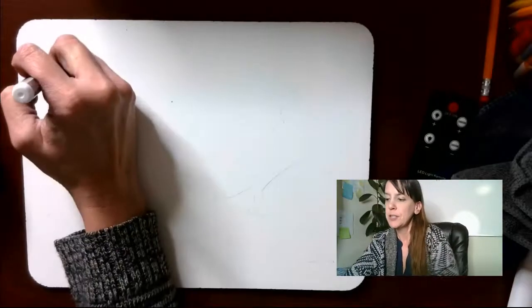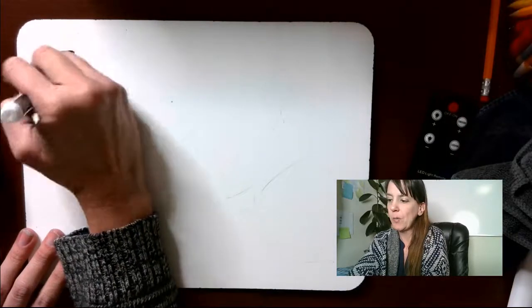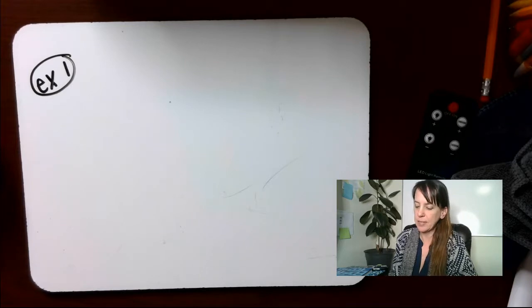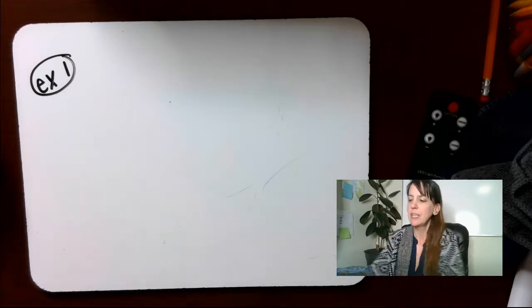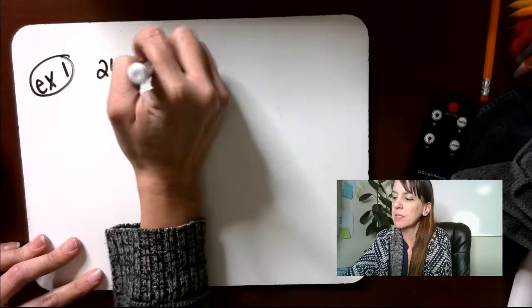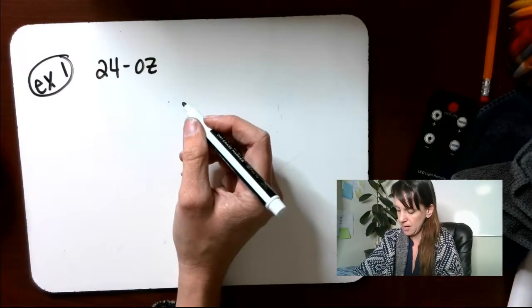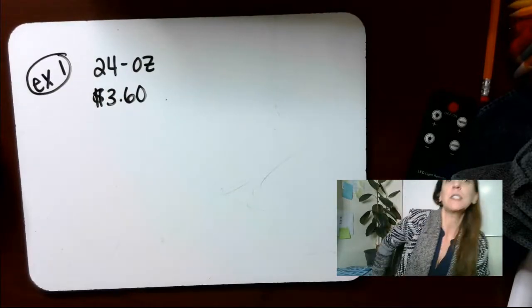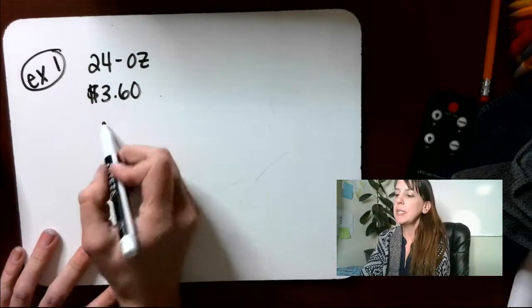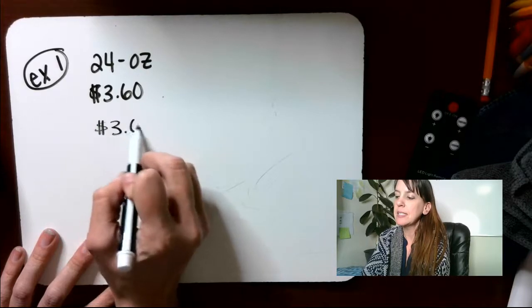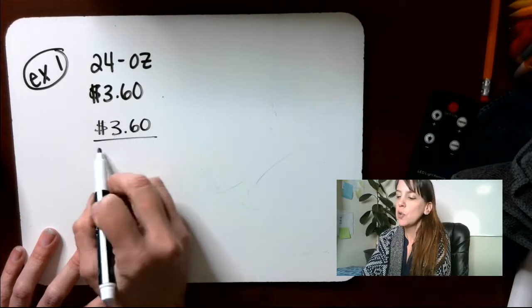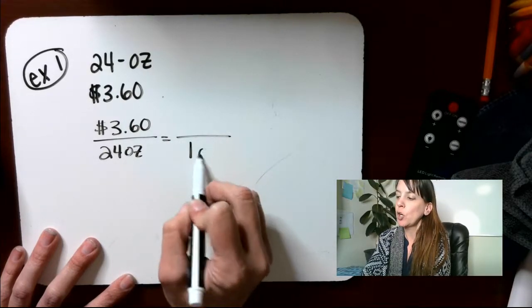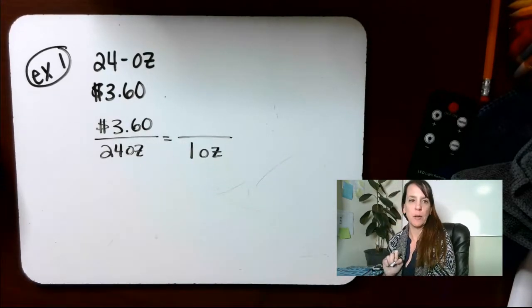So example number 1, we are going to be doing: what is the unit price of a 24-ounce box of cereal that costs $3.60? So what we're wanting to find is the cost per ounce, right? So we take $3.60 over 24 ounces. And what I want is to find per 1 ounce. I want to figure out what the dollar amount is per 1 ounce.